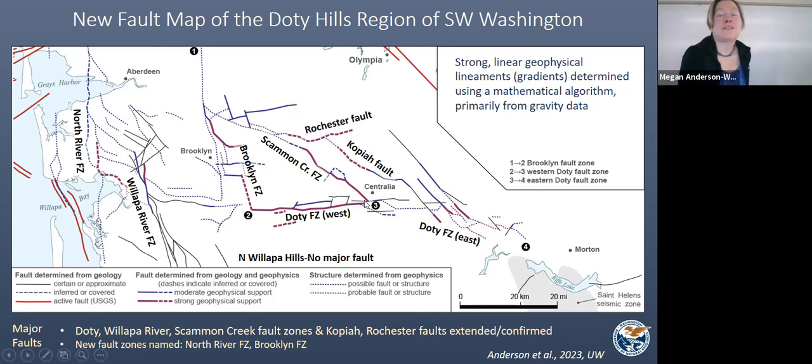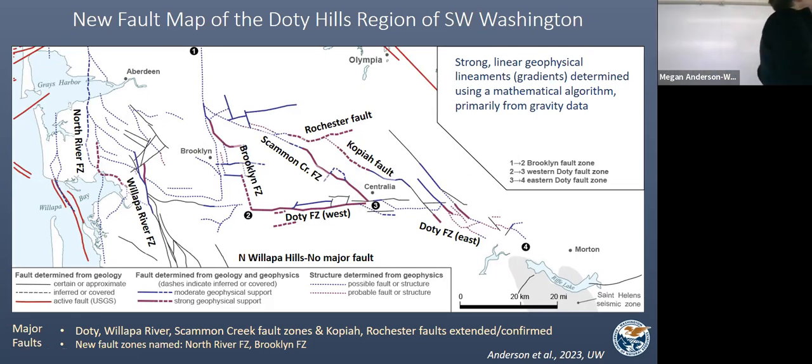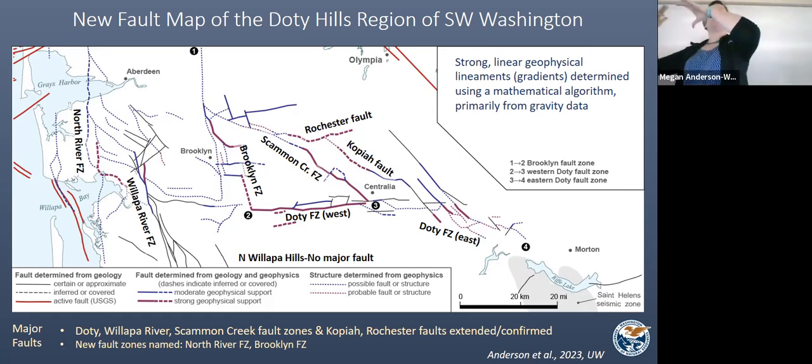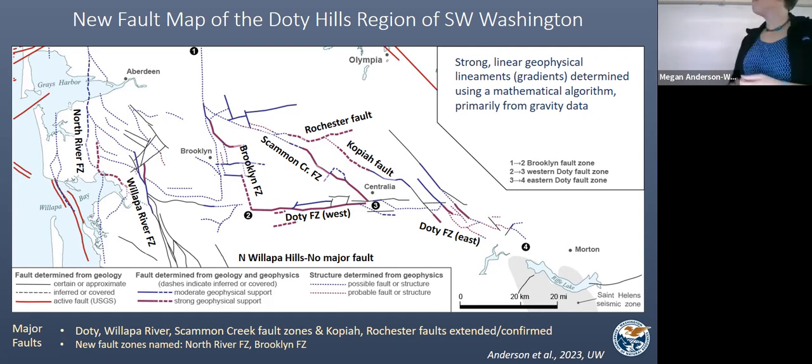In addition, we have some faults to the north. We have the Scammon Creek fault zone, which is quite a long fault, and the Kapaya fault we extended and put in. This is actually a fault that was mapped in the 60s, the Rochester fault, but we put a lot more information on it, enough that we could put it on the map. So you can see that the fault network is really quite filled in, and all these faults, they don't just float around, unconnected to anything. They all connect to each other and form a network of faults that move through the area.